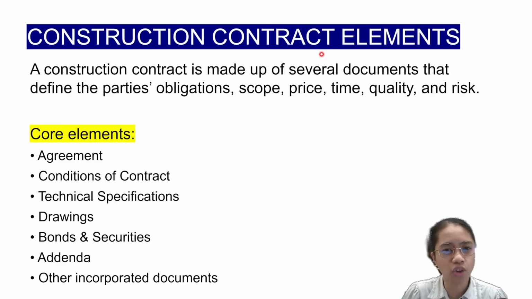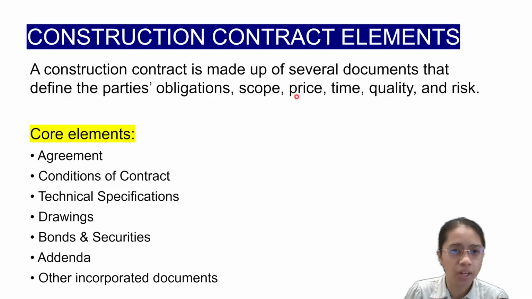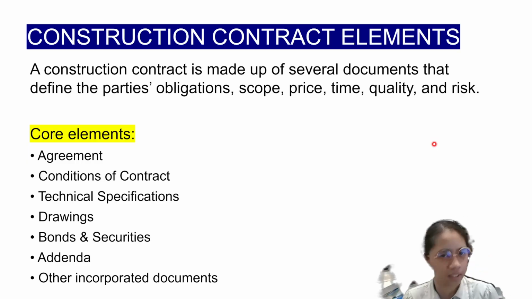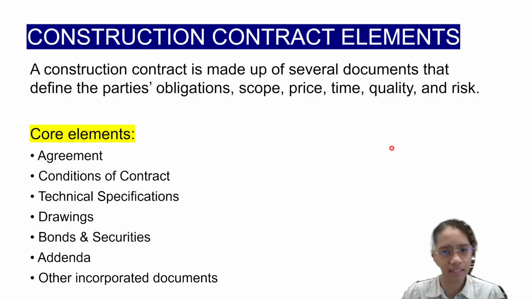For construction contract elements, a construction contract is made up of several documents that define the parties' obligations, scope, price, time, quality, and risk. As we know by the definition of a contract, it is an agreement between two or more parties. With that, it needs to have details. And what are those details? These are the core elements of a contract.